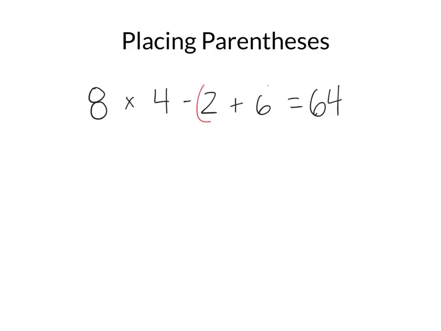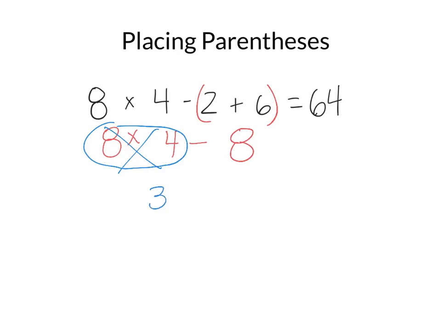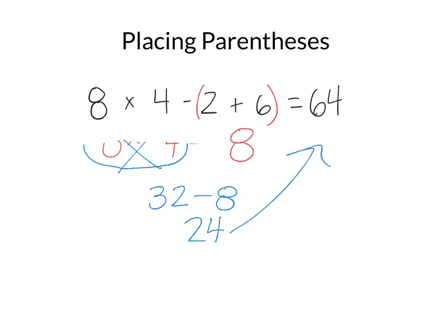So now I'll try this group of 2. So that's the one I do first because it's in parentheses. So 2 plus 6, that equals 8. I keep everything else the same. Now I'm left with multiply and subtract. Multiply comes first. So I will do this part next. 8 times 4 is 32 minus 8. 32 minus 8 is 24, which is not what we're looking for. So we know that this is not the correct place of our parentheses. So we will need to guess another place now.